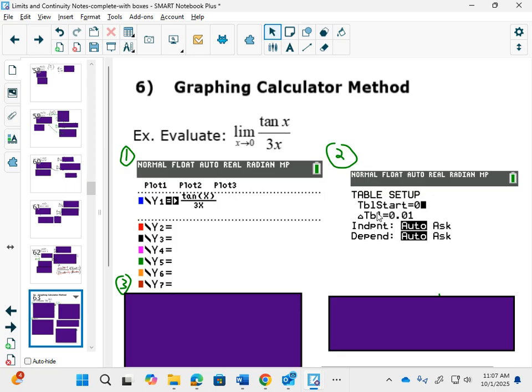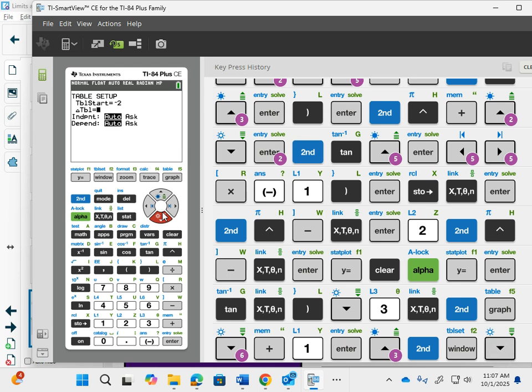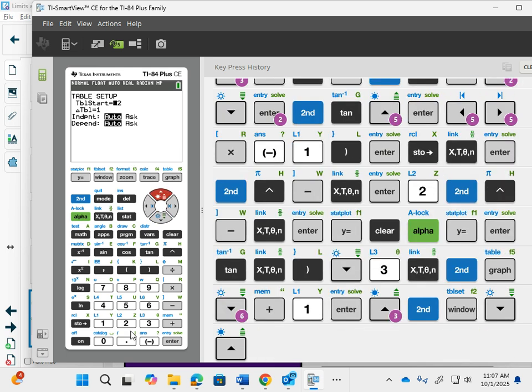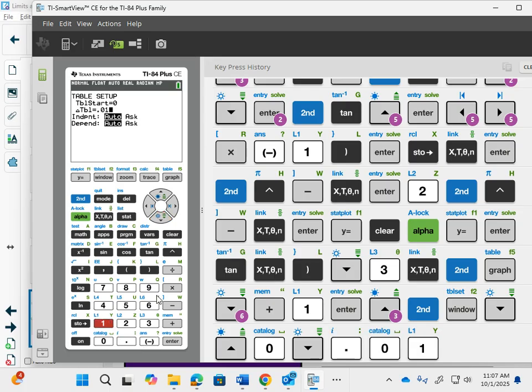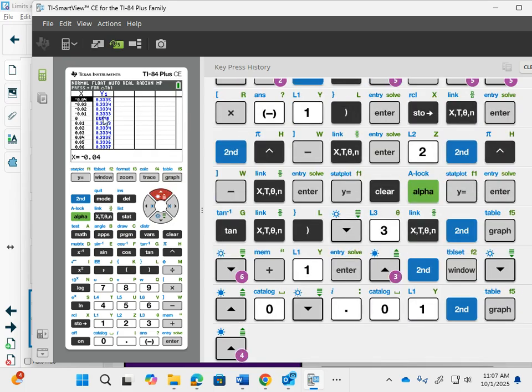So two things you can do. You can go to table setup, which is above the window button here. So I go second table setup, and I can change it. I'm going to start at 0 and change it to go by 0.01s. That's really smaller now. Now when I go to second table and scroll up, I get an idea that I'm getting closer to something. It's got 0.333, 0.333.